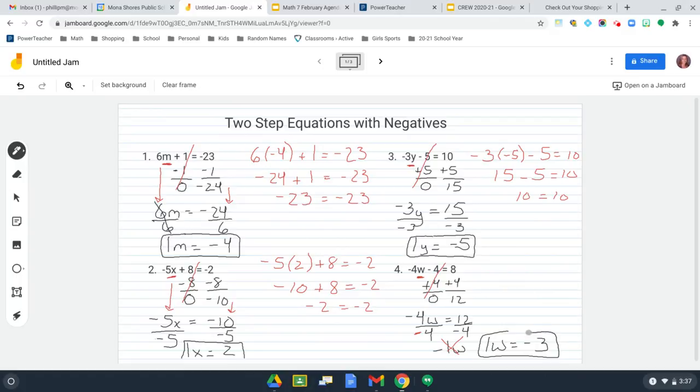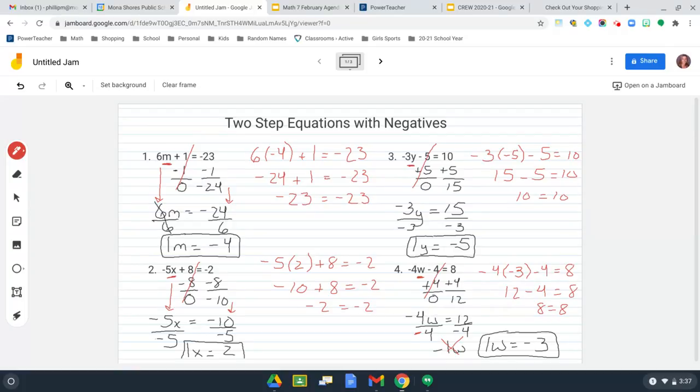Okay, so w equals negative 3, and I'm also going to check this one as well. So I'm going to come over here, negative 4 times my answer of negative 3, minus 4. I'm looking to make sure that it balances, and I see 8 on both sides. Negative 4 times a negative 3, positive 12. Positive 12 minus 4, that's 8. And absolutely, again, it balances.